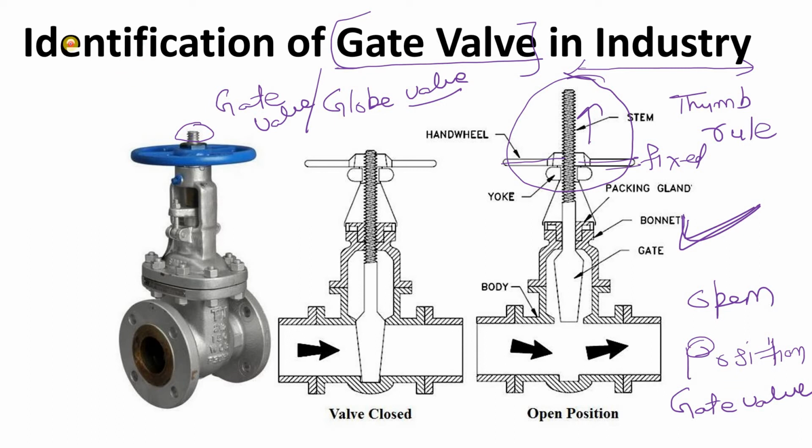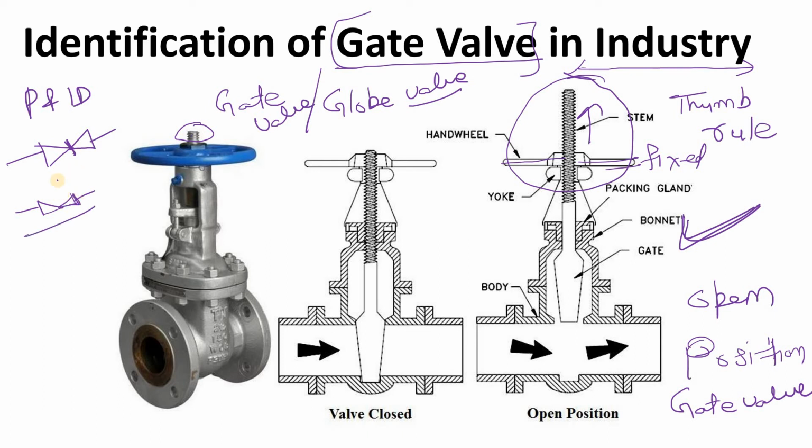Got my point? So this is one rule to identify the gate valve in the industry. One more thing by which you can also find the gate valve in the industry is that you can use or refer to the P&ID, and in the P&ID you will mainly find this type of symbol for the gate valve. Okay, this is like a gate, and there is also this type of symbol as well.